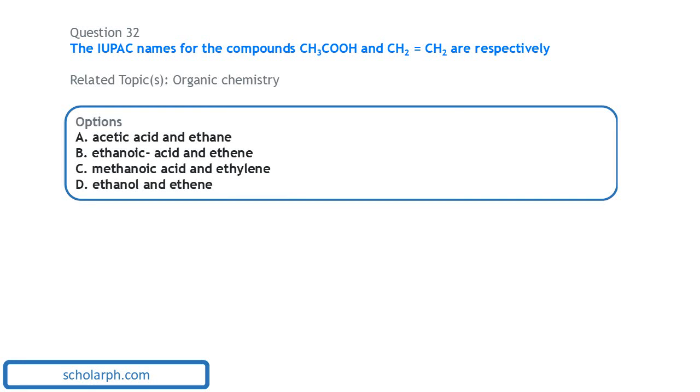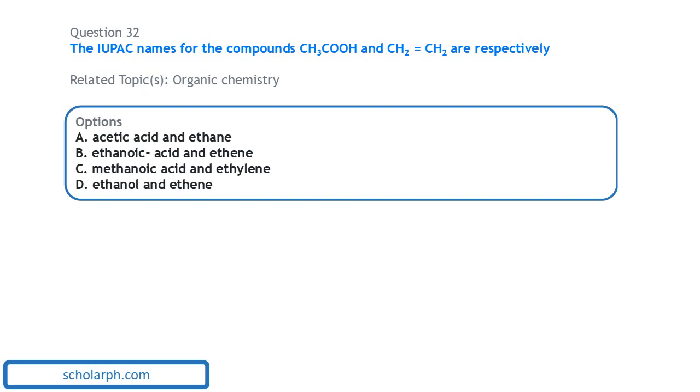The IUPAC names for the compounds CH3COOH and CH2CH2 are respectively. So to answer this question, first we are going to look at what is the functional group that we have in this compound here. If you look at this functional group here, it is the COOH, the carboxylic group, and this is the functional group in ethanoic acid. That means that this acid here is an alkanoic acid. Next, to determine which one it is, ethanoic or methanoic, we will now look at the alkyl group that is attached to it.